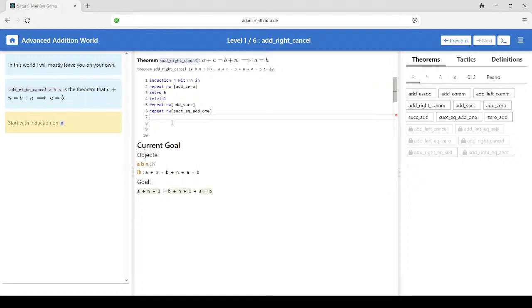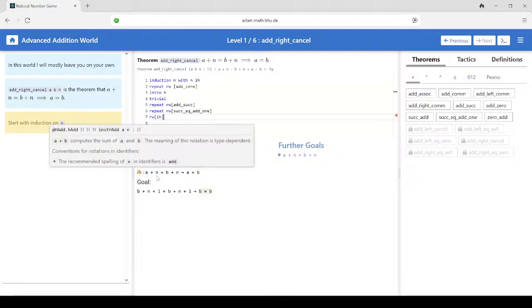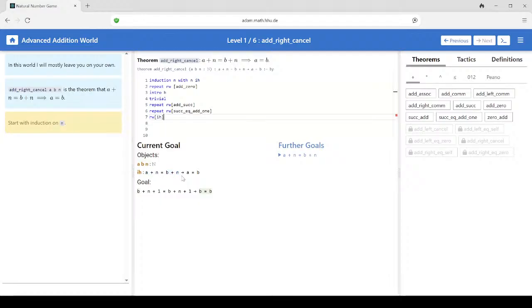When I rewrite IH, the A's become B's. We're rewriting the fact that A plus N equals B plus N implies that A equals B. So that's why it's turning all the A's into B's.